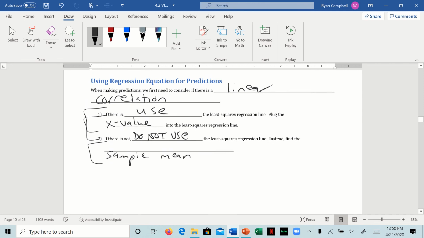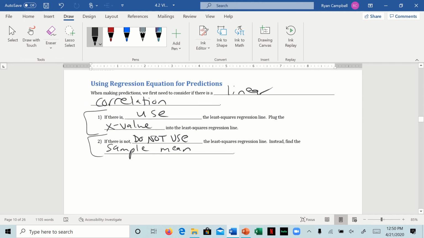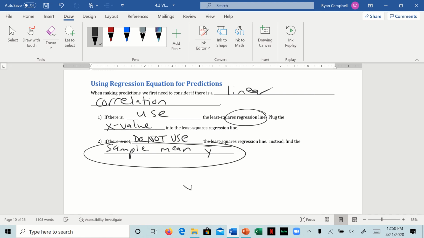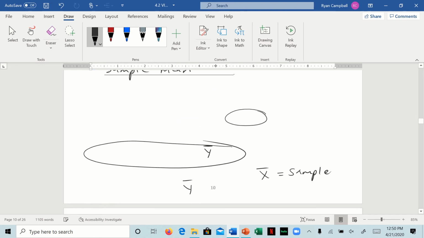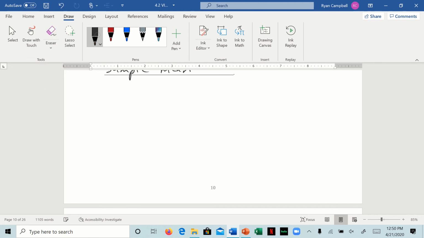So we're going to take the sample mean of what? Basically, it's giving you an x value to predict a y value. So since we want to predict the y value, we need to find the mean of the y values, not the x values. So if it is linear, we use the regression line. If not, we use the mean of the y values. The reason we write y bar is because x bar was the sample mean for the x values, so y bar is the sample mean for the y values.